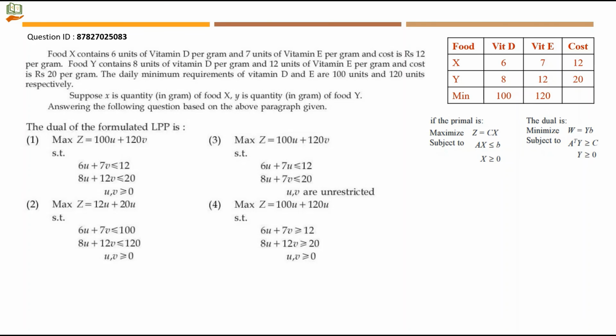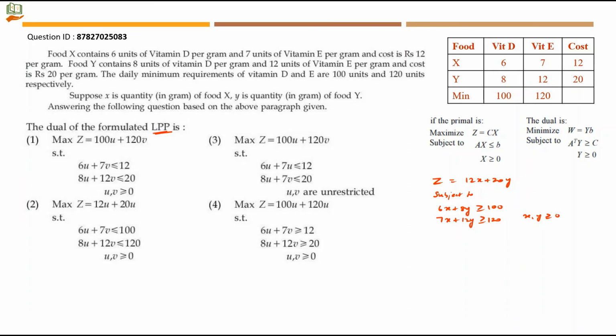How do we find the dual? If the primal is given in the form of maximization, the dual will be in the form of minimization. And if the primal is in the form of minimization, the dual will be in the form of maximization, just vice versa. So let's take the objective function Z is equal to 12x plus 20y subject to the constraints 6x plus 8y greater than or equal to 100. Then we have 7x plus 12y greater than or equal to 120, where x, y are greater than or equal to 0. We have to find the dual of the problem.